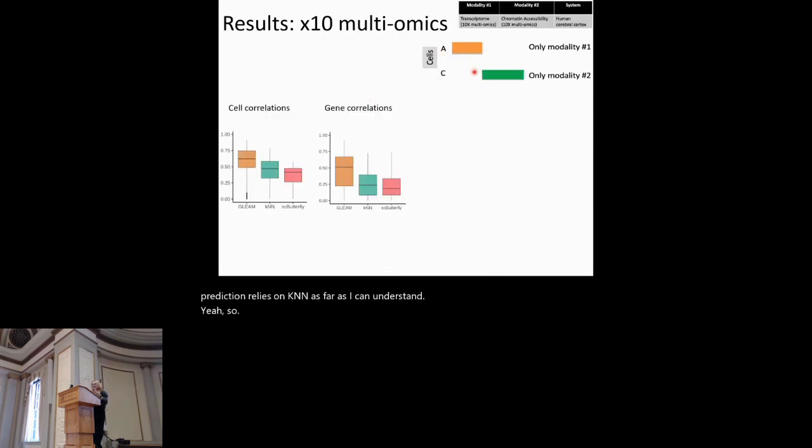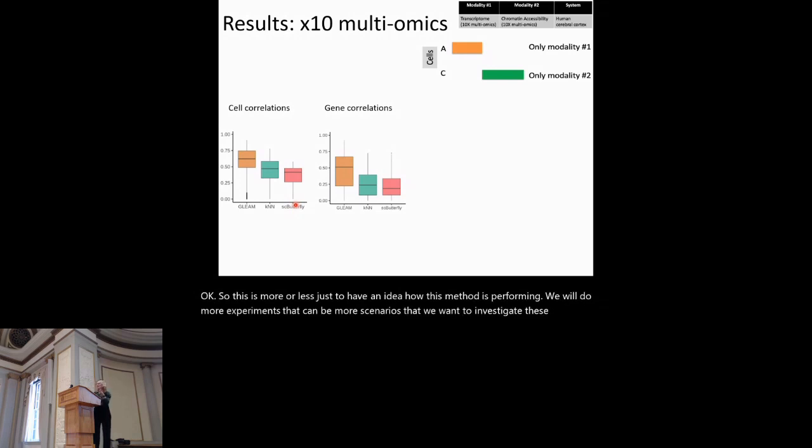So this is an example where the modalities don't have any shared cells. scButterfly is a recent method that's published, and we can see that it doesn't do much better than KNN. Okay, so this is more or less just to have an idea how this method is performing. We will do more experiments. There can be more scenarios where we want to investigate these methods, but ultimately we want to use this to see if we can actually combine patch data with Hi-C data.